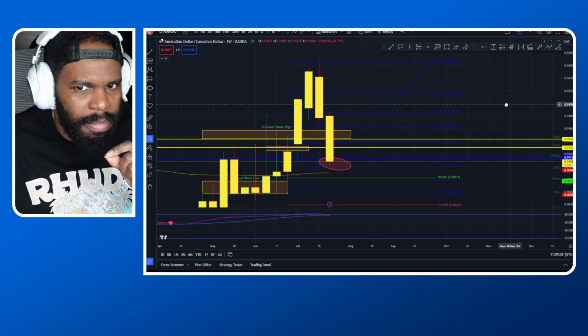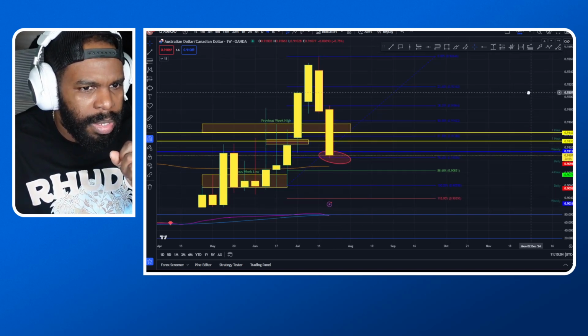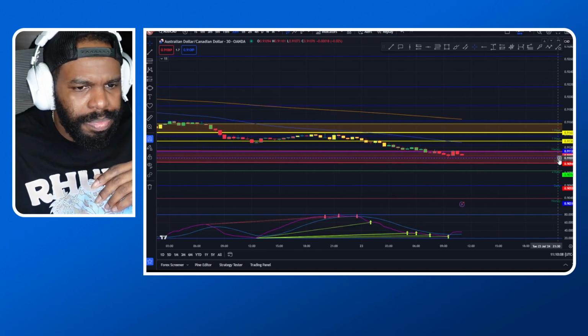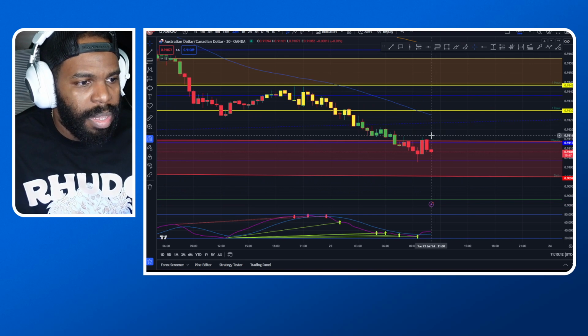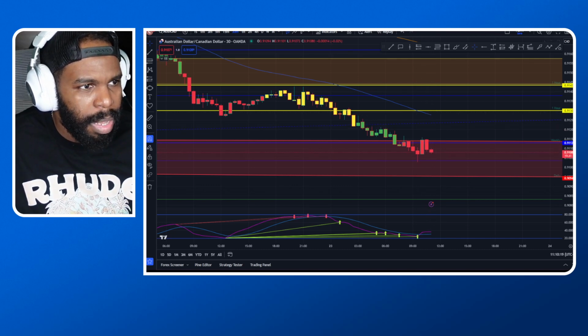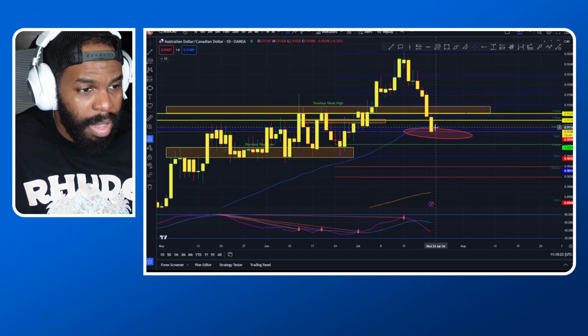So if it rejects that, then what I might do is I might break it down to the 30 minute, and once I can see a shift of structure, I might take a buy position to see if I can ride it up from there. But if you look at the daily, we're bearish. All right, we're definitely bearish.